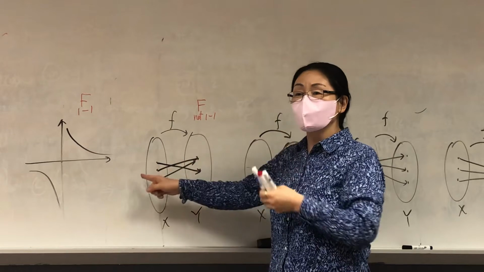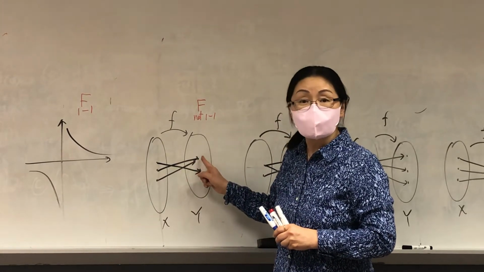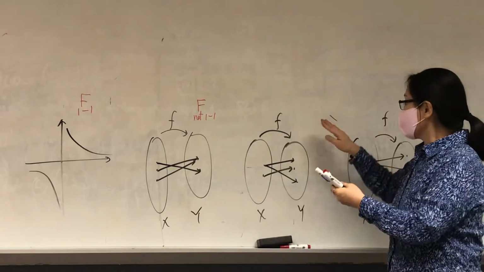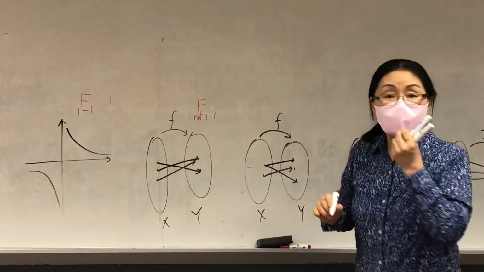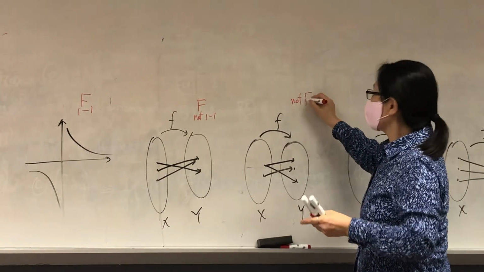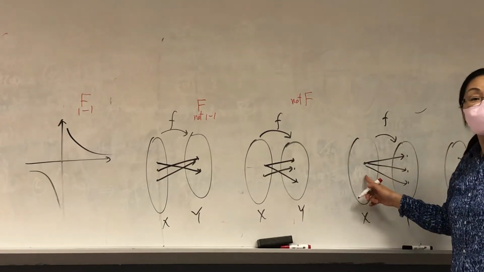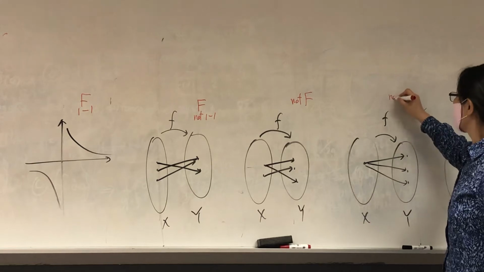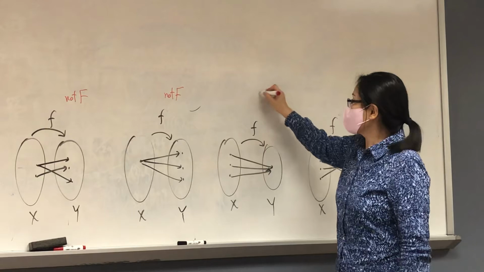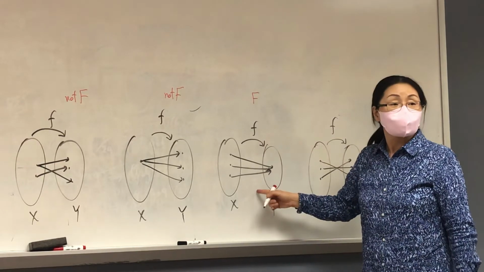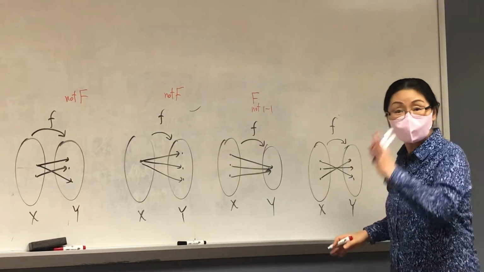Starting from here, go to this. It's not a function, am I right? Because two branches come from one point. Same thing. Is it a function? No, it has more branches, so it is not a function. Is it a function? Yes. Is it one-to-one? No, of course not. Multiple branches, right?